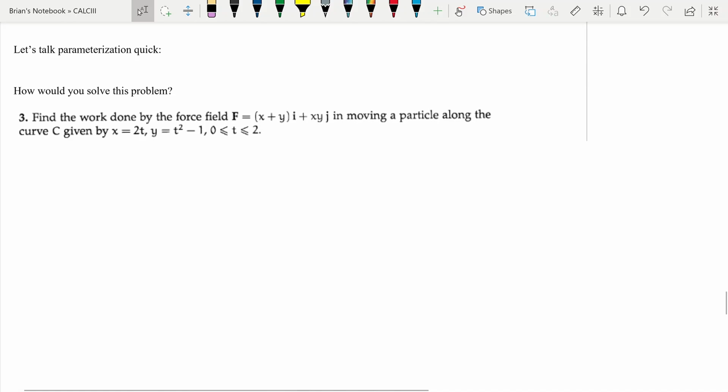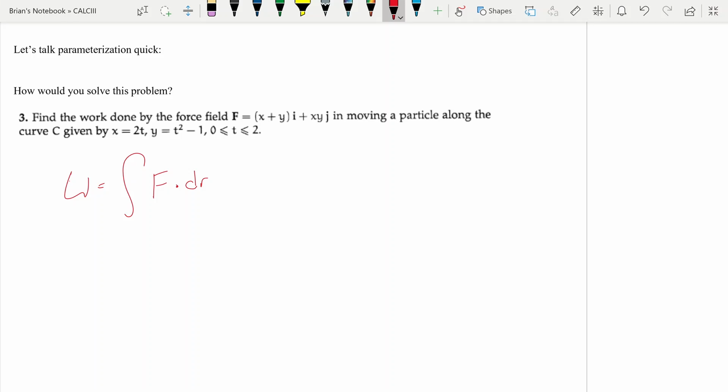But yeah, let's talk parameterization really quick. So how would you solve this problem? Remember that work is equal to the integral of F dot dr, if you remember that, which is kind of weird, kind of not weird.